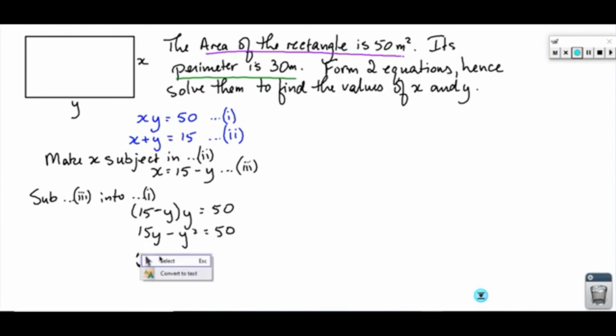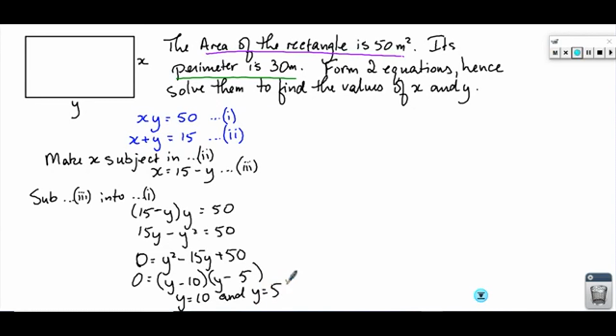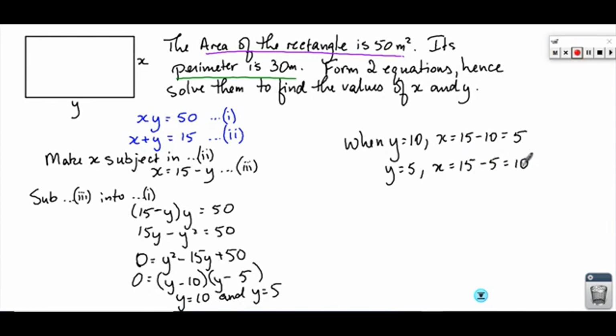So 0 equals y squared minus 15y plus 50. That is a simple trinomial again. So 0 equals 2 brackets, y and y, 10 and 5 both are negative. So y is 10 and y is 5. I've got the two answers for y. Let's get the two answers for x. So when y is 10, I'm going to substitute that into equation number 3. x is 15 minus 10, x is 5, and when y is 5, x is 15 minus 5, that's 10. Alright? So x and y, the length and breadth, are 10 and 5 meters respectively.